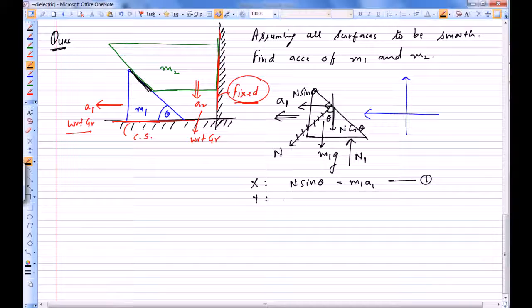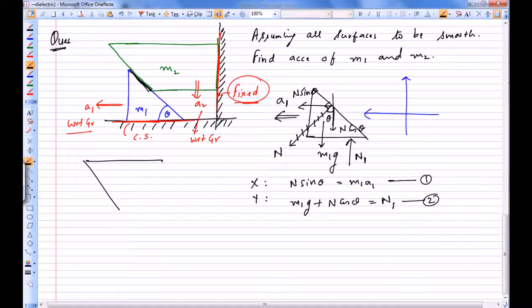In the y-axis there is no acceleration, so we can apply force balance in the y-axis. So in the y-axis we have m1g plus n cos theta equal to n1. This is the second equation for the first body.